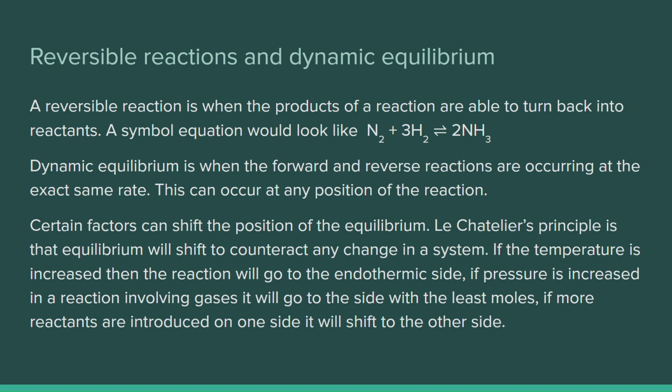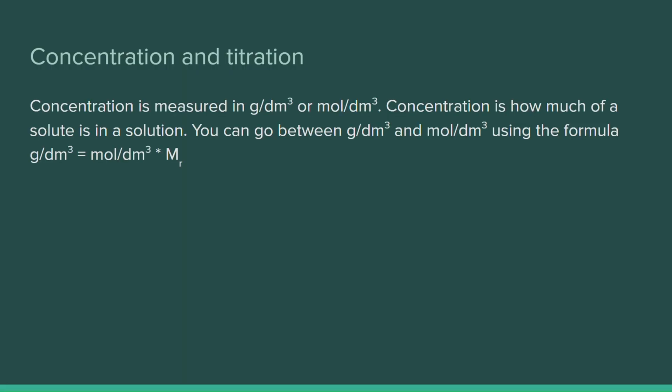If the pressure is increased in a reaction involving gases, then it will go to the side with the least moles, so that with the molar volume, fewer moles will mean less volume, so less pressure. And if more reactants are introduced to one side, then it will shift to the other side to reduce that concentration.